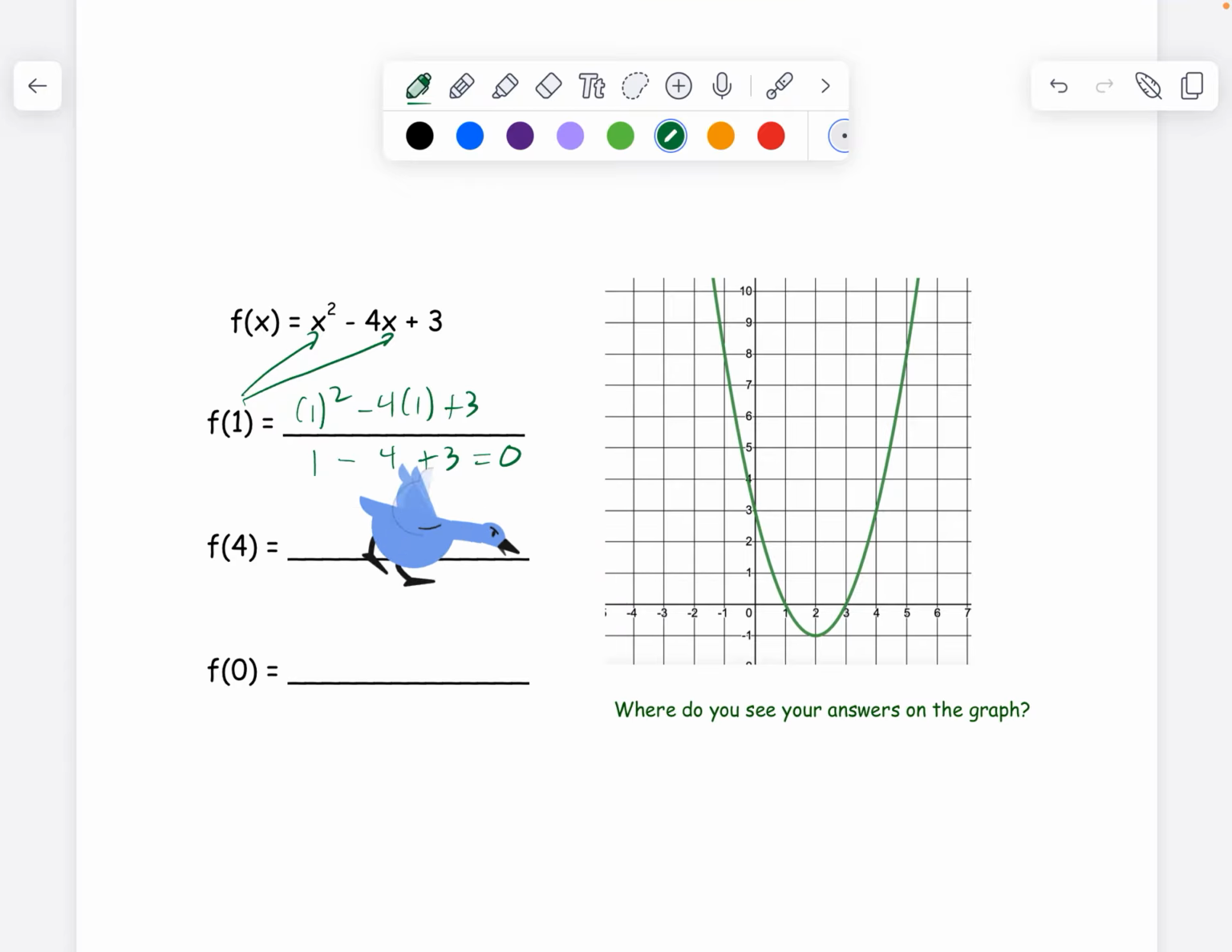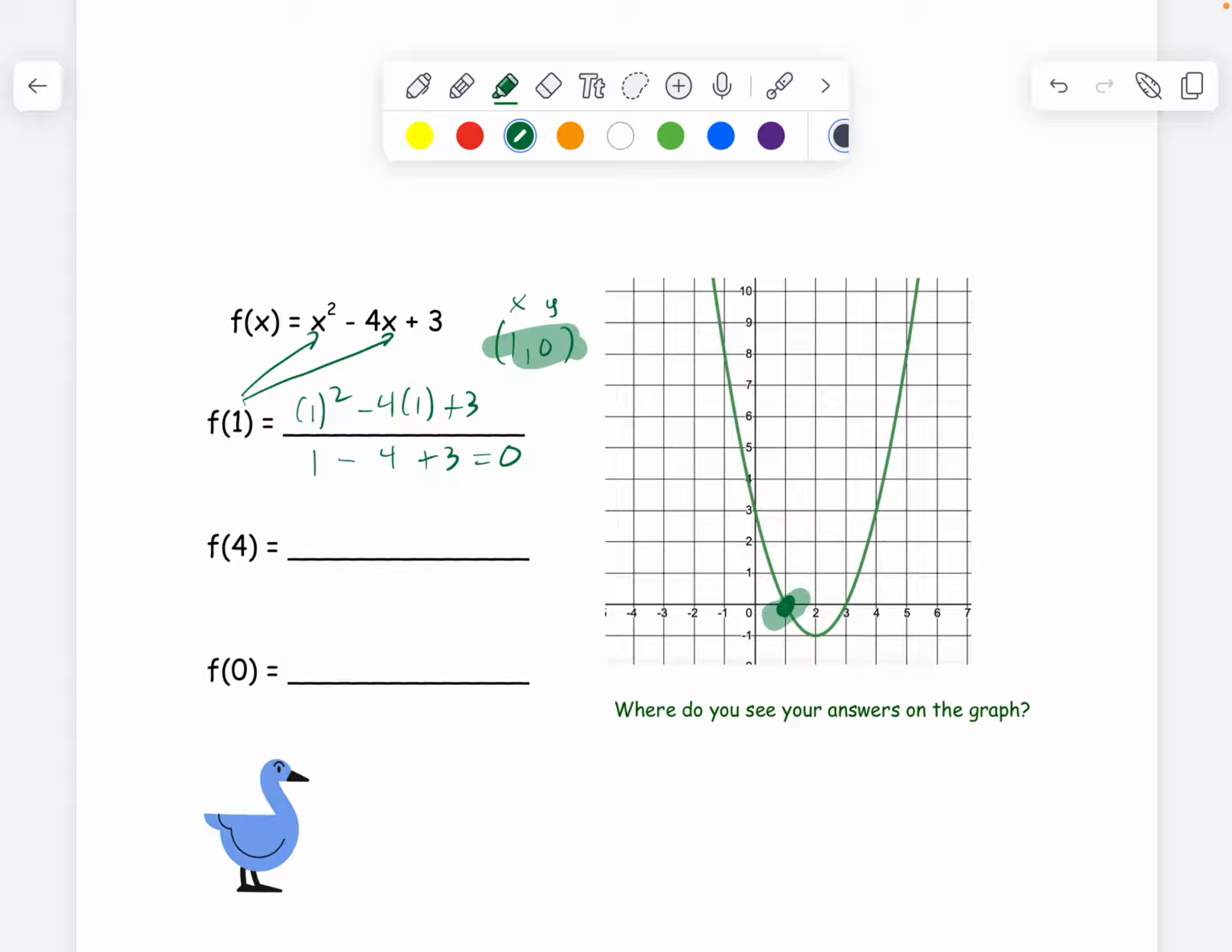So when I plug in a 1, I got a 0. When x is 1, y is 0. All right. And that coordinate is on the graph. 1 comma 0 is right there. So just to make that connection again, 1, 0 is right here. It all works. It all checks out.